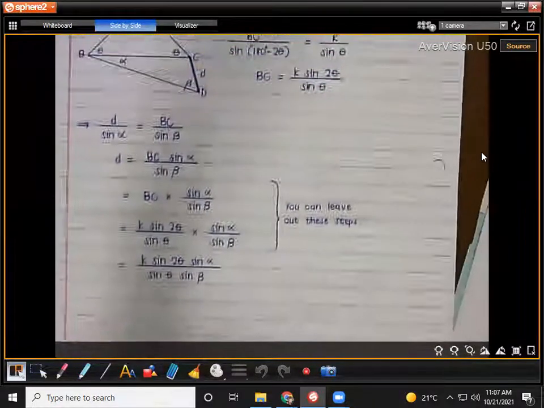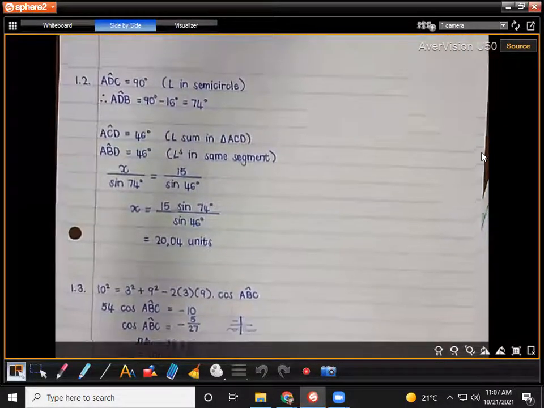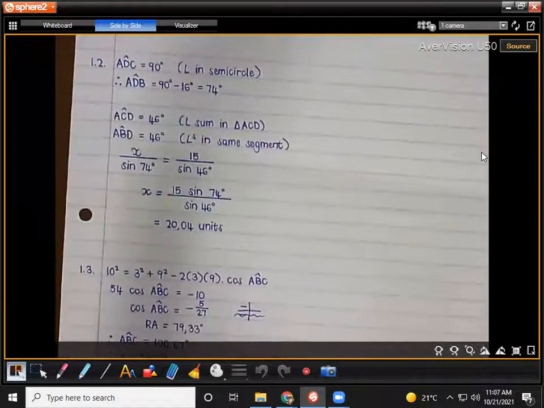Okay, 1.2. Oh, no, that's the wrong 1.2. No. Oh, it's here. Okay, I'll just show you this picture. Oh my goodness, gravity is working against me today.